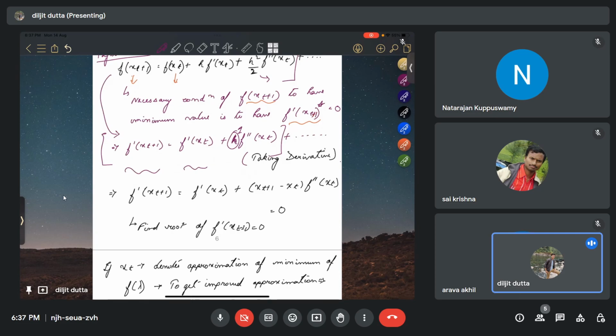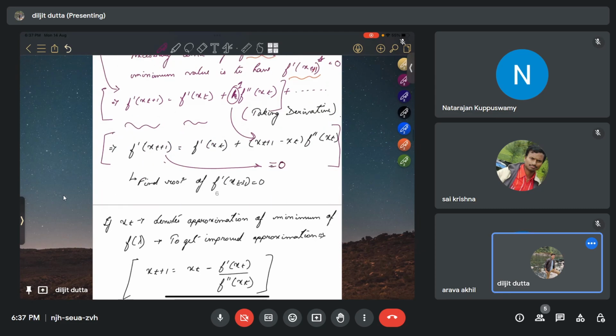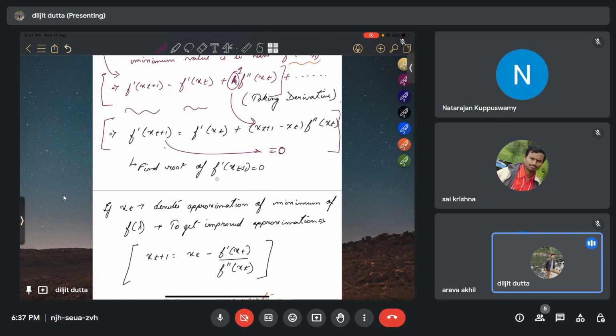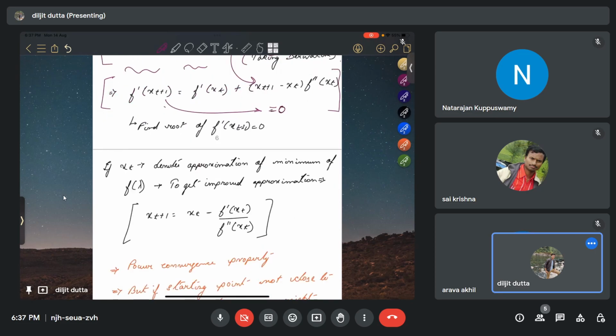from this Taylor series and the left hand side. So we will get the final equation as this: f dash of x_{t+1} equals f dash of x_t plus (x_{t+1} minus x_t), where we have replaced h by this, into f double dash of x_t. And what we have to do? We have to make this value equal to 0. If we get this equal to 0, then we can rearrange the terms. Just rearrange the right hand side to get x_{t+1} is equal to x_t minus f dash of x_t by f double dash of x_t.